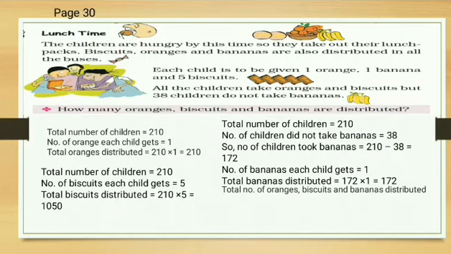And the total number of oranges, biscuits and bananas distributed we will find by adding all the three answers. That is, number of oranges, number of biscuits and number of bananas. All together when we add, we got total number of oranges, biscuits and bananas distributed as 1432.